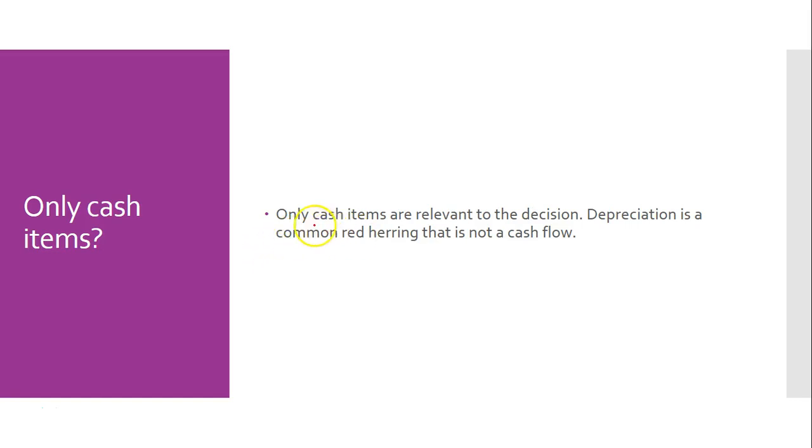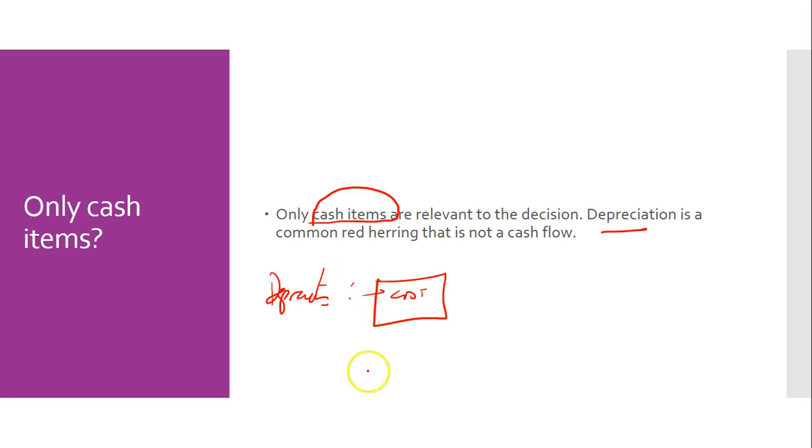Again, the key point here, which I highlighted earlier on, is that only cash items are relevant. Depreciation is something they like to throw in. Remember, from accounting, depreciation is not a cost. Depreciation is an accounting confirmation of the concept of accruals, if you like. We're just trying to match revenue with costs, which is why we create the concept of depreciation for the income statement.